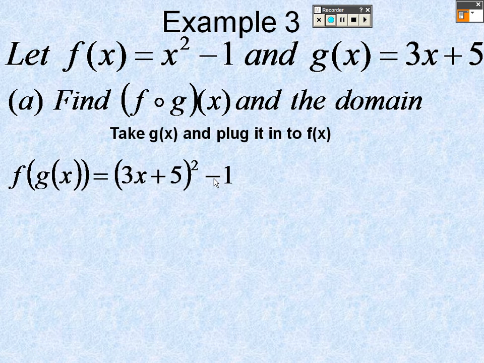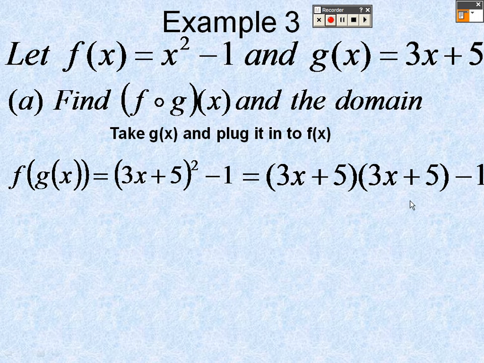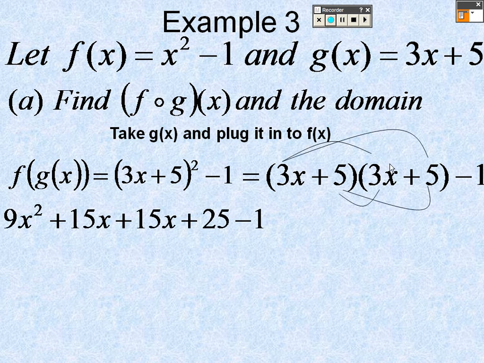So I take the entire item, like I said, g, and I plug it in, and there it is. But now all I'm going to have to do is FOIL. So I take those two items, I'm going to FOIL them, 3x times 3x, and so forth. So 3x times 3x is 9x squared, 3x times 5 is 15x, 5 times 3x is 15x, 5 times 5 is 25, and I have that minus 1 still out there, so I combine all my like terms to get 9x squared plus 30x plus 24.